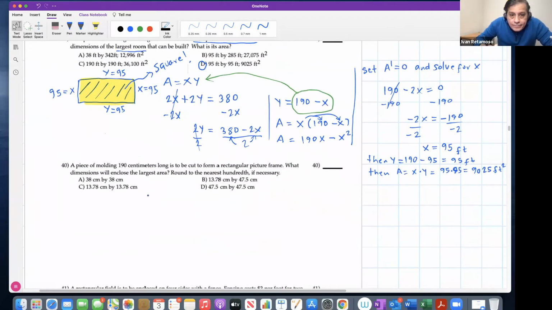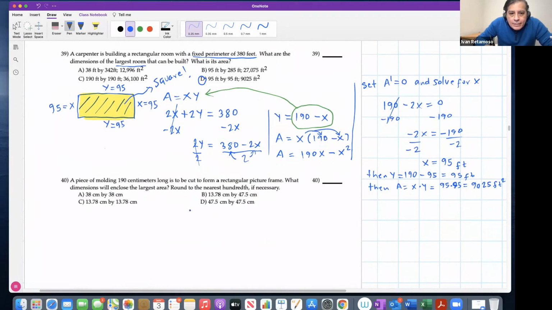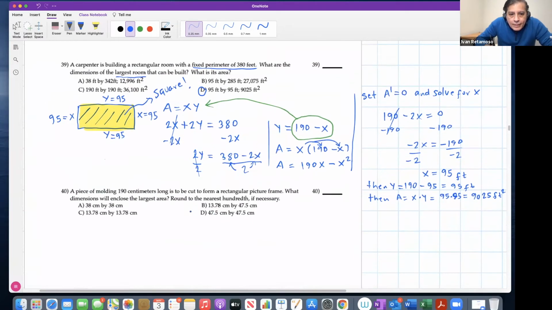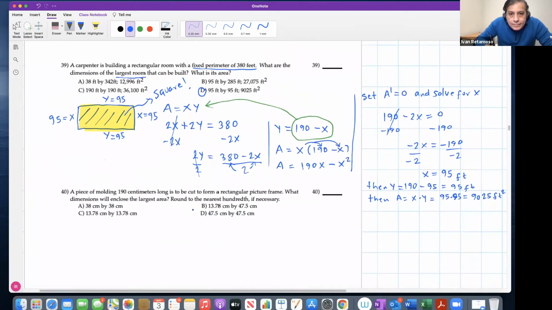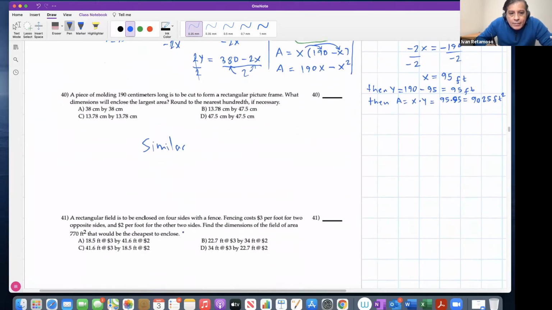All right, great. So this one is similar. I'm going to leave this for you to do at home, okay? This one is similar. Next, let's move on. What about this 41?